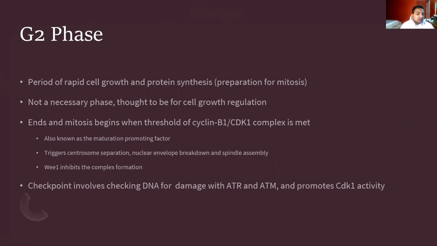And WEE1 inhibits the complex formation. So we do need to also denature WEE1 as we are going through. WEE1 is part of the checkpoint of the G2 phase. This checkpoint involves checking for DNA damage again. We are always checking our DNA for damage. That's one of the takeaways from this. And it also promotes CDK1 activity, allowing cyclins to bind to it. And if you haven't caught on, CDK stands for cyclin-dependent kinase. So certain cyclins have to bind to different kinases to then activate them.